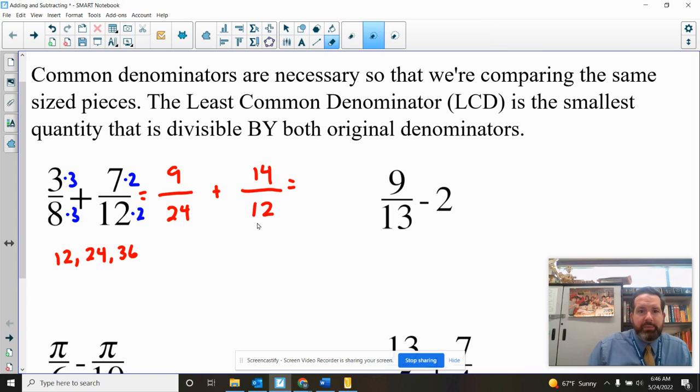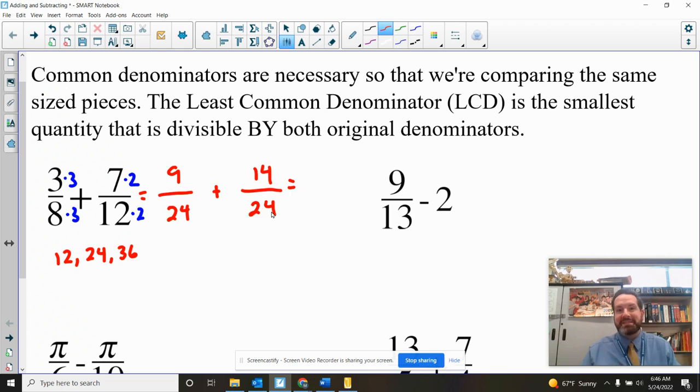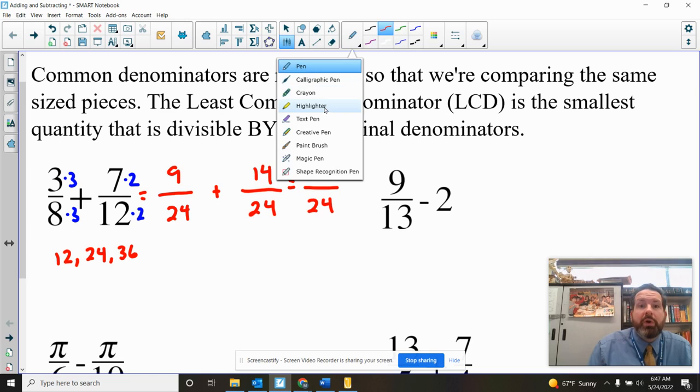Oops, and you see what I did? I wrote a 12 down there. And I, of course, meant to write a 24. The whole point was to get the denominators to match. Now that the denominators are the same, leave it the same. That's just telling us the size of piece that we're dealing with. It's 1/24th of a whole. The top is telling us how many of those 24ths we have. Add them up. 9 plus 14 is 23 24ths overall.